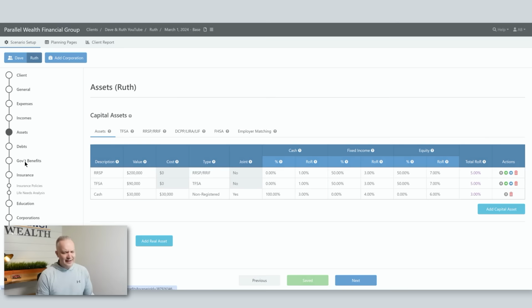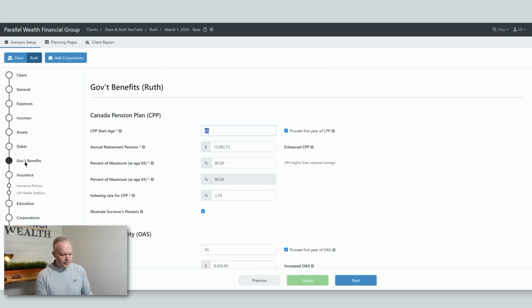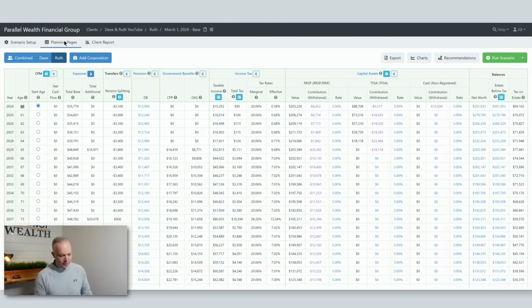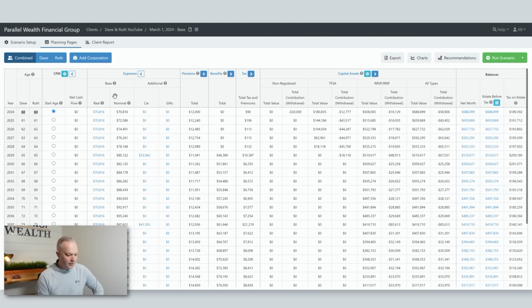Any debts. Government benefits, we'll go through further in the video, but you want to figure out what you are going to get at 65, what percentage or dollar amount, and then work with the numbers from there. When we look at the overall summary, I know there's a lot on the screen and I'm not going to break it all down, but the key part is your expenses. If I go to a combined view of both Dave and Ruth, we can see the real expense. This is how much after-tax, in-their-pocket money they're going to be able to have.